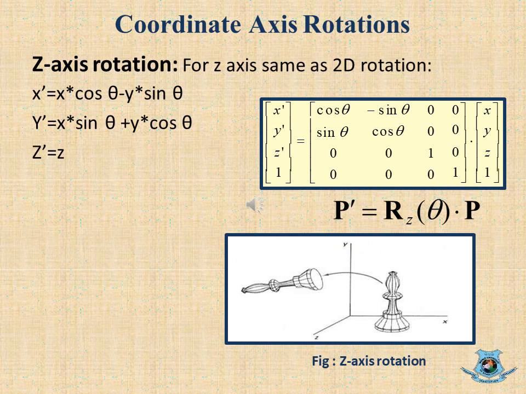Next is the z-axis rotation. This rotation is achieved by using the following rotation equations. x dash is equal to x into cos theta minus y into sin theta.